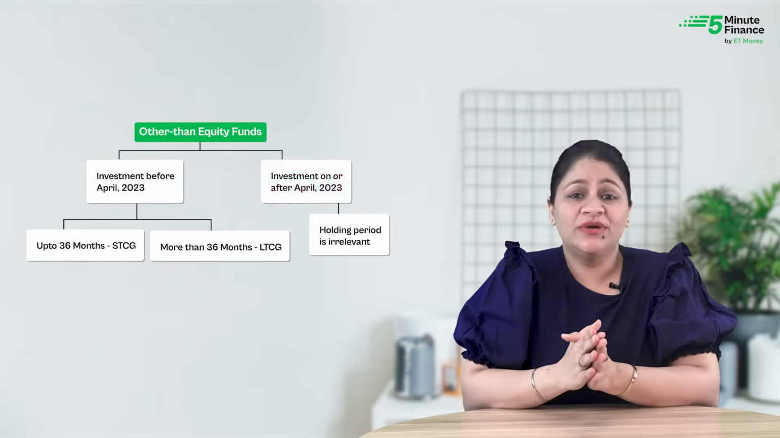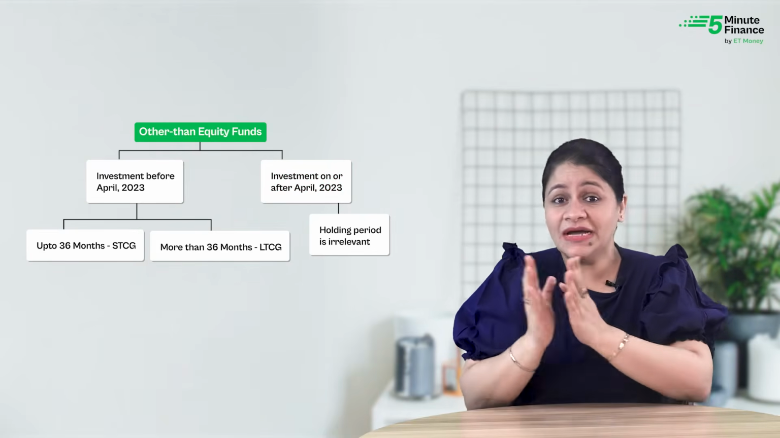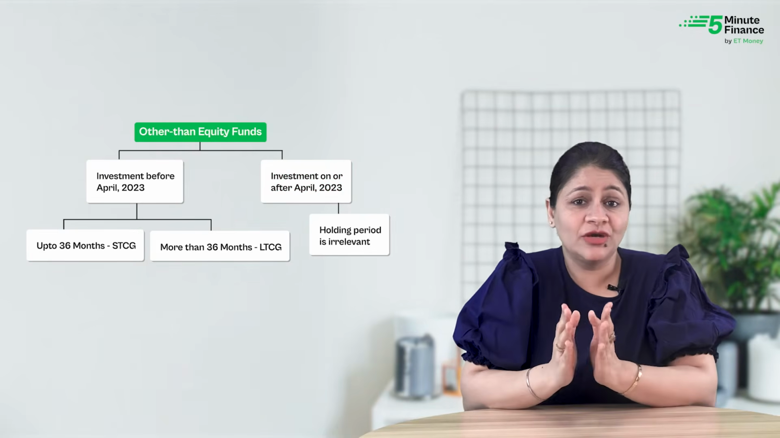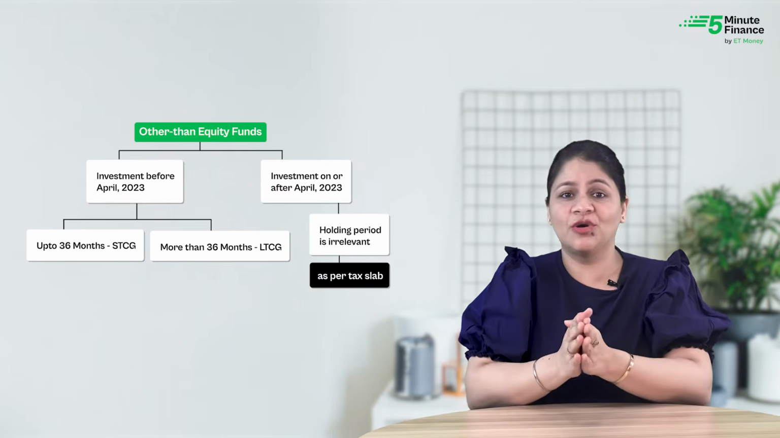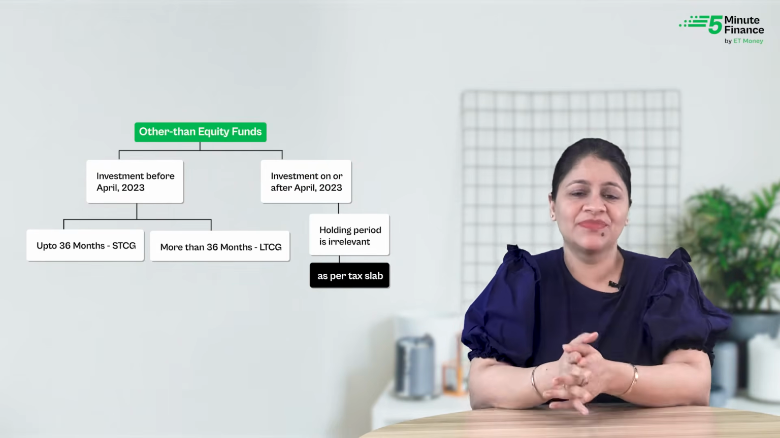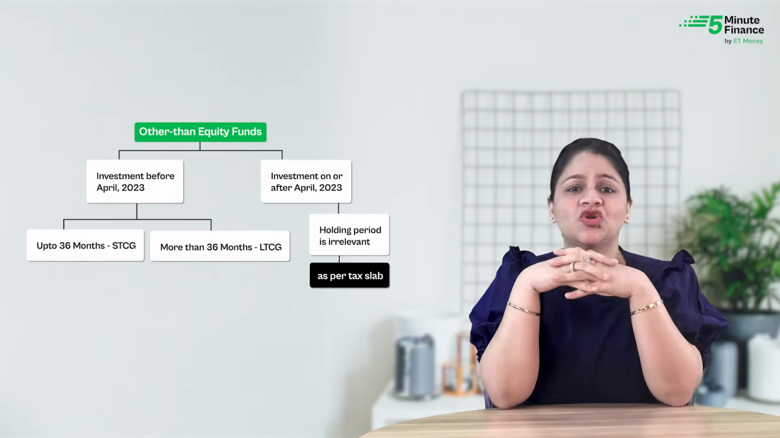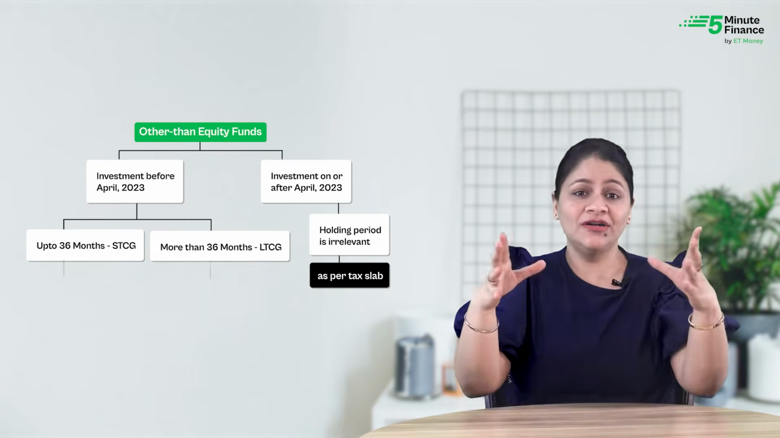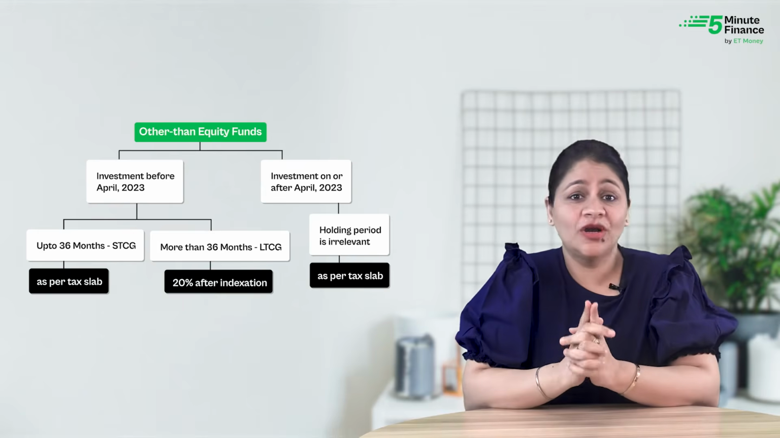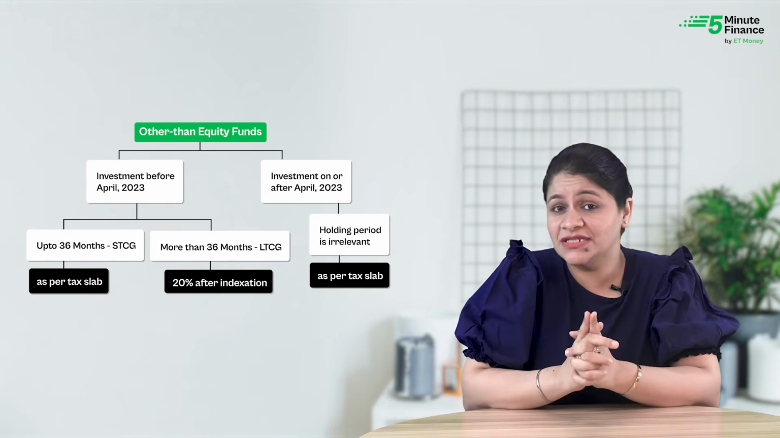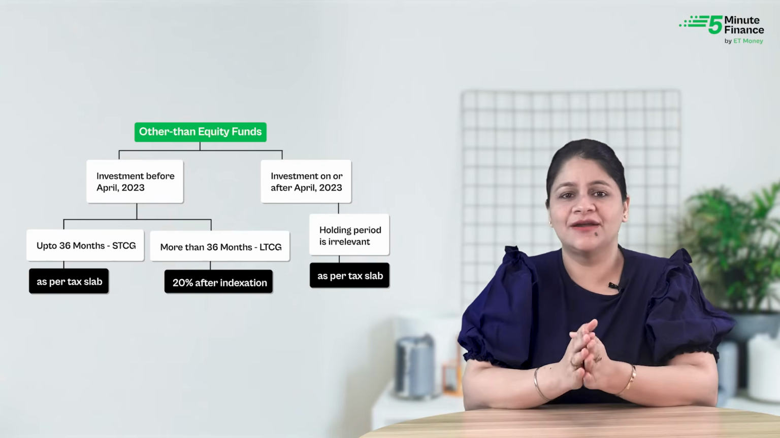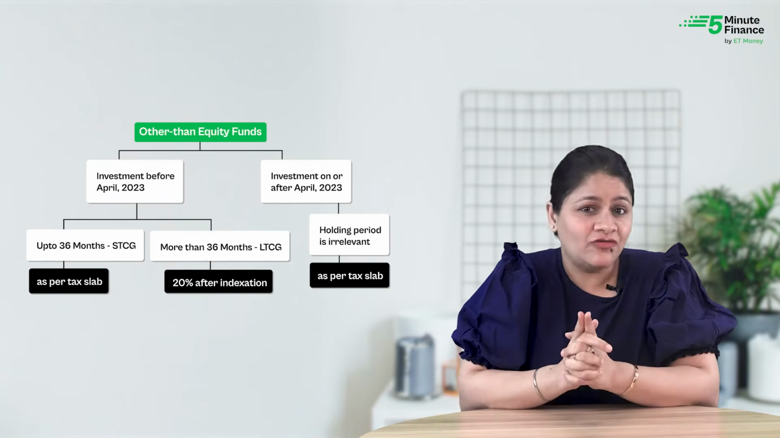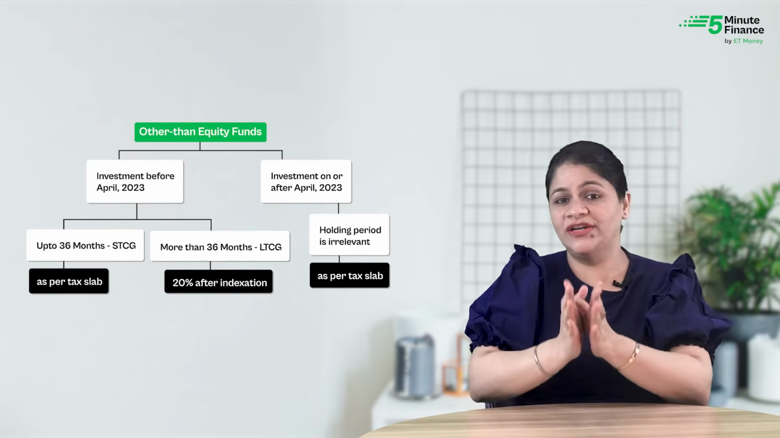From April 1, 2023, all gains arising from other than equity funds, irrespective of their holding period, will be added to investors' income and taxed according to the applicable slab rate. Prior to this, debt funds enjoyed a tax advantage. The long-term capital gains on debt funds enjoyed indexation benefits, where such gains were adjusted for inflation and taxed at a rate of 20%. This rule will continue for funds bought before April 1, 2023.